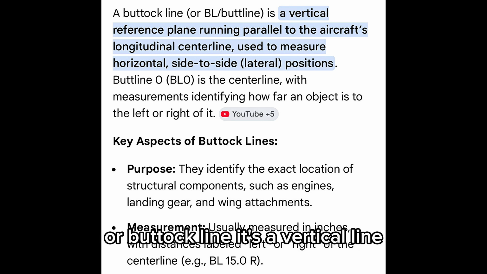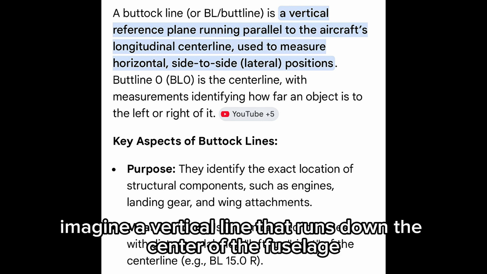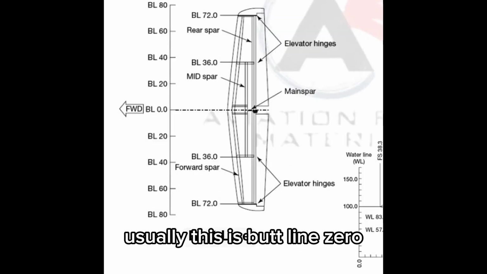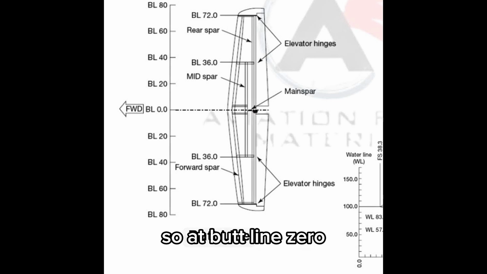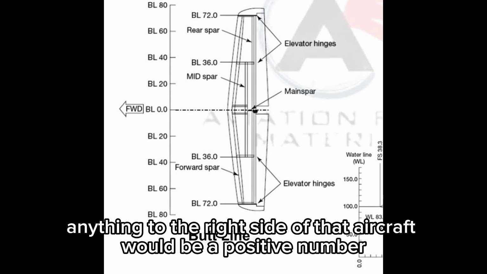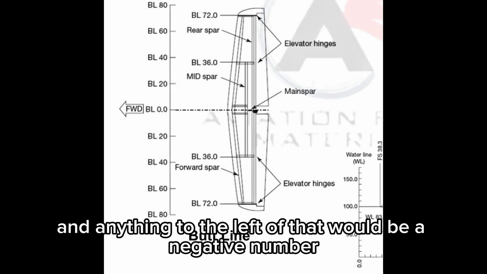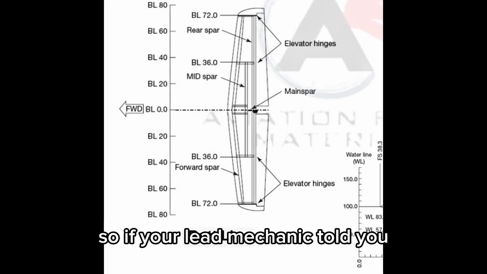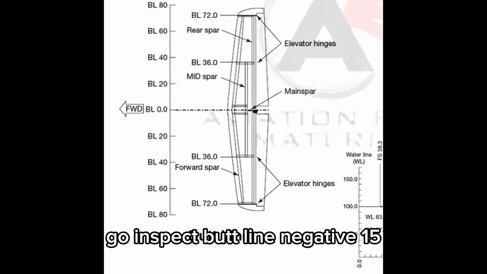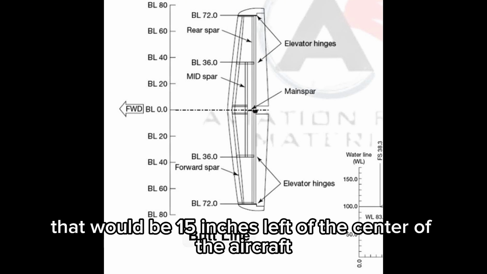Imagine a vertical line that runs down the center of the fuselage. Usually this is buttline zero. At buttline zero, anything to the right side of that aircraft would be a positive number, and anything to the left of that would be a negative number. So if your lead mechanic told you, go inspect butt line negative 15, that would be 15 inches left of the center of the aircraft.